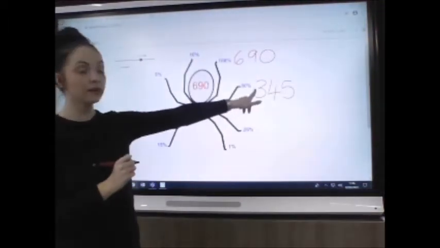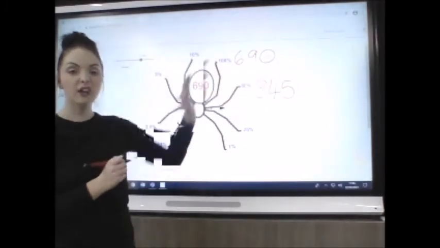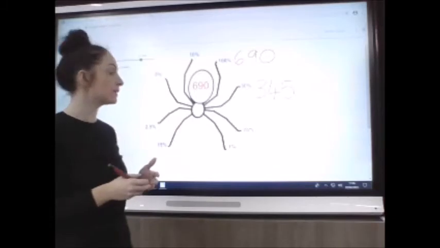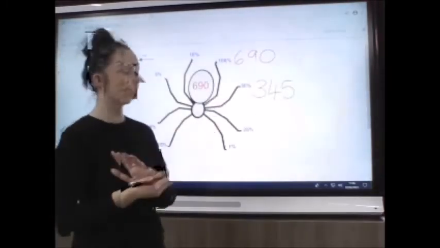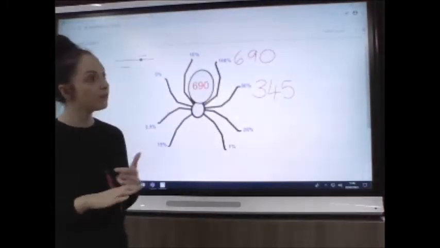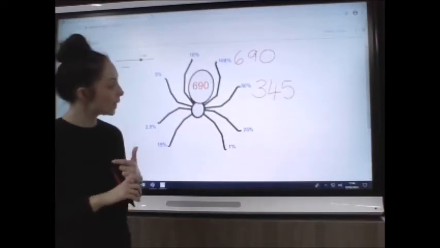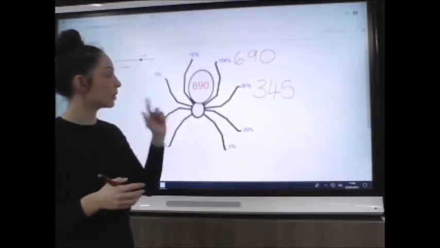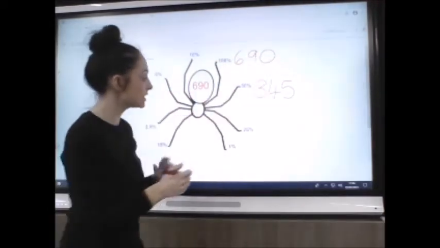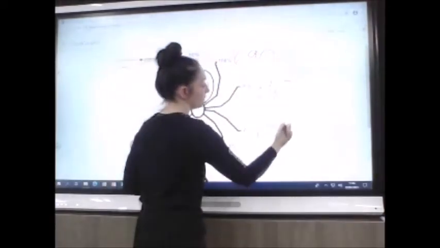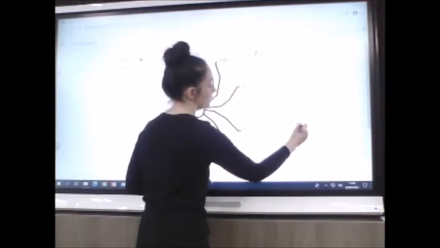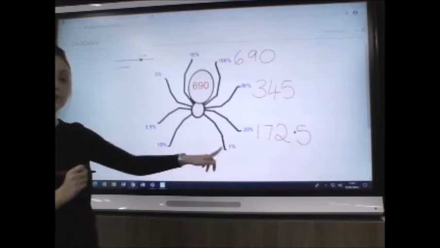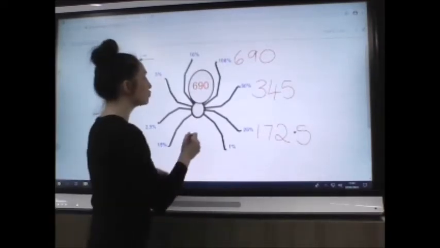25% then, I can just half this, can't I? It's half of 50%, or you can divide it by 4. If you want to put it in bus stop method, that's fine. Half of 300 is 150. Half of 40 is 20. Half of 5 is 2.5. So 150, 170, 172.5. Okay. 1% then, remember we divide it by 100.